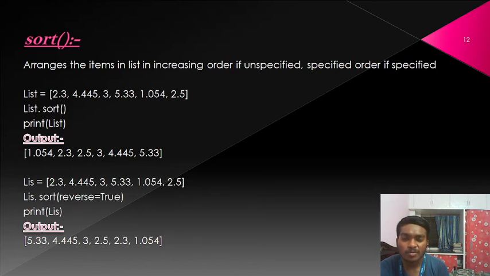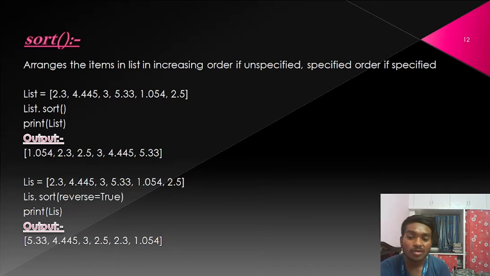The advantage of the sort method is that we can use any type of values: strings, float values, int values. It will arrange the values based on ASCII values. The sort method arranges the values based on ASCII values. Output is 1.054, 2.3, 2.5, 3, 4.4455, 5.33.